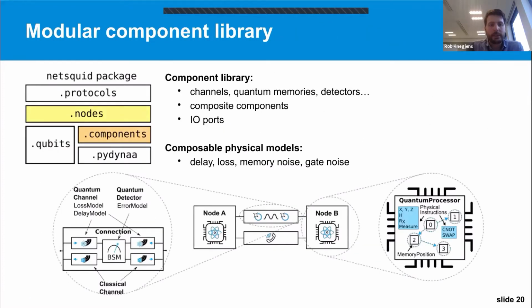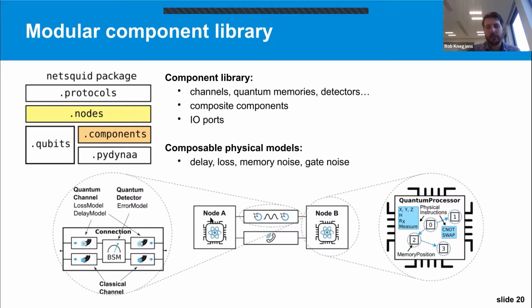The modeling starts with these two sub-packages. And what we offer here are base components, so channels, quantum memories, detectors, that are composable of physical models. So you can start with a channel, and then you can add a specific loss model for it, for instance, describing the loss in fiber, or a specific fiber depolarization model, describing how a photon might depolarize inside it. It's the same for the quantum memories or the detectors. So these are generic components, and they can be composed of each other as well.